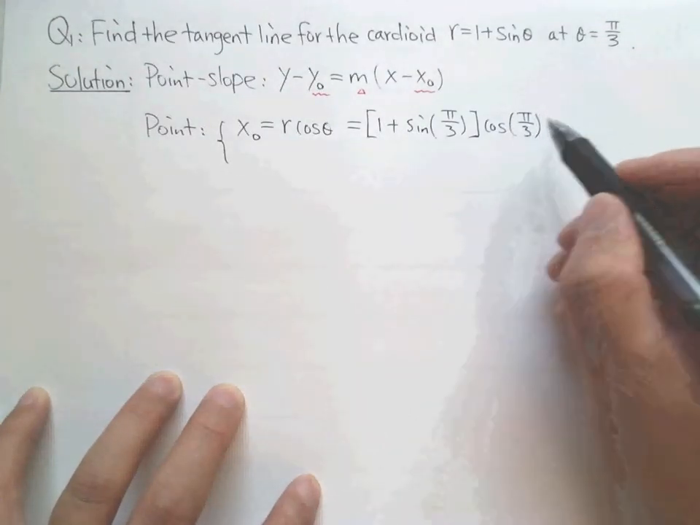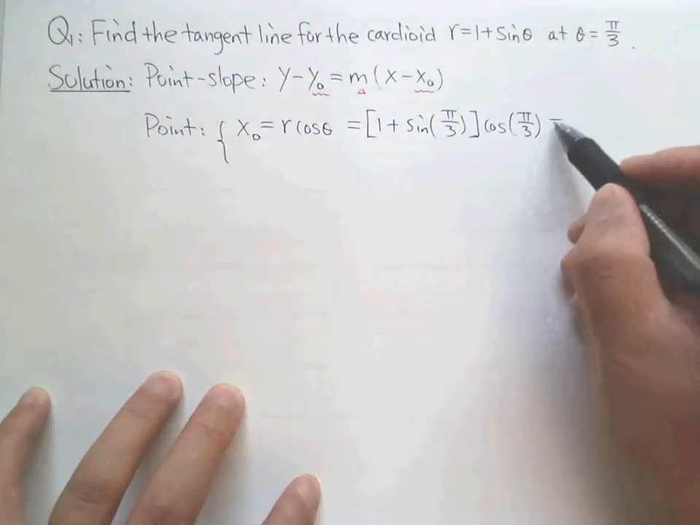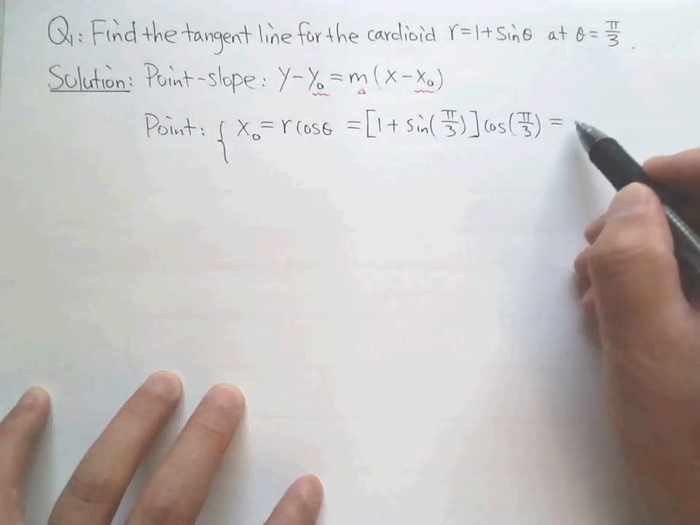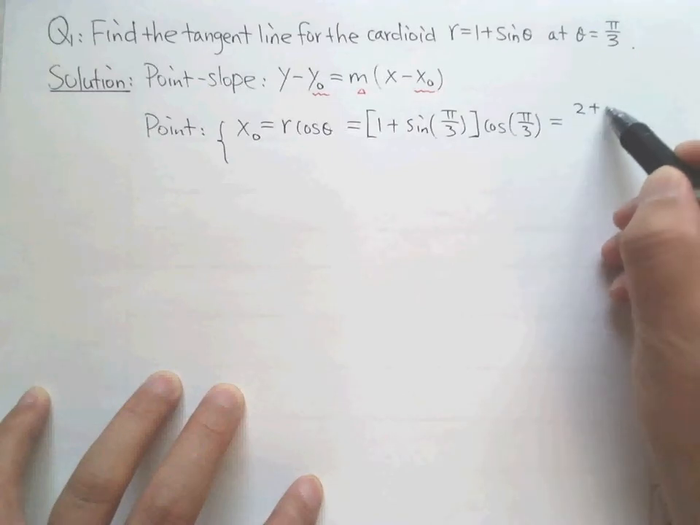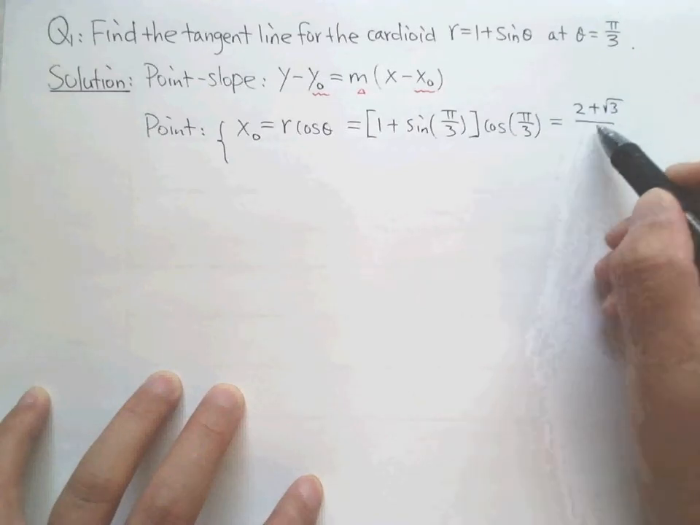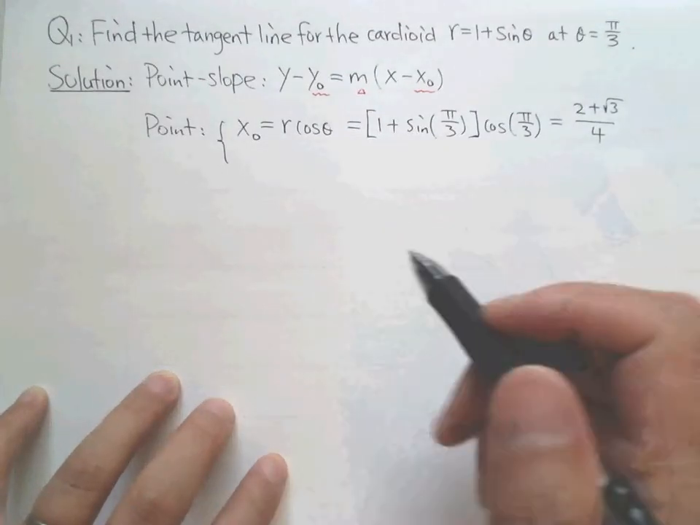Okay, and then you do the calculation. This is a special value. Do the calculation. What do I get? I get 2 plus square root of 3 over 4. Okay, so not a good number, but it is the value for x0.